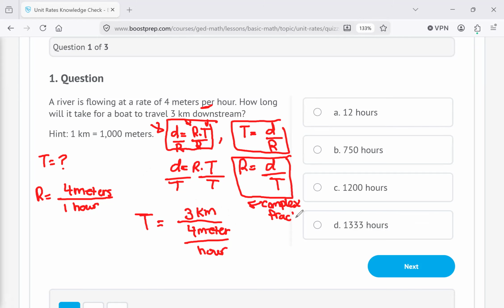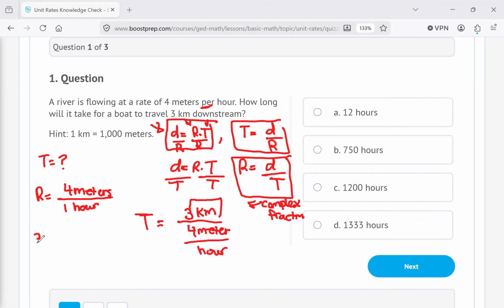You can easily fix a complex fraction, you just have to rewrite it. But we do have one main problem: this is in kilometers and this is in meters. They don't cancel. They have to be the same units, right? So we would have to convert the kilometers to meters. Let's convert 3 kilometers to meters.